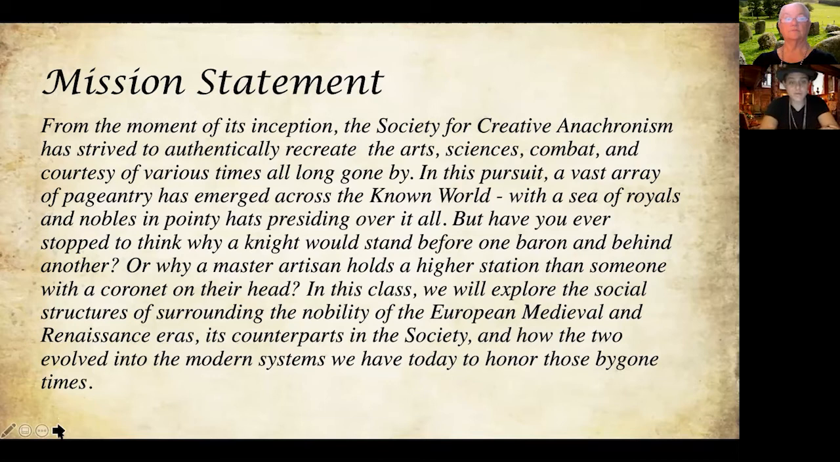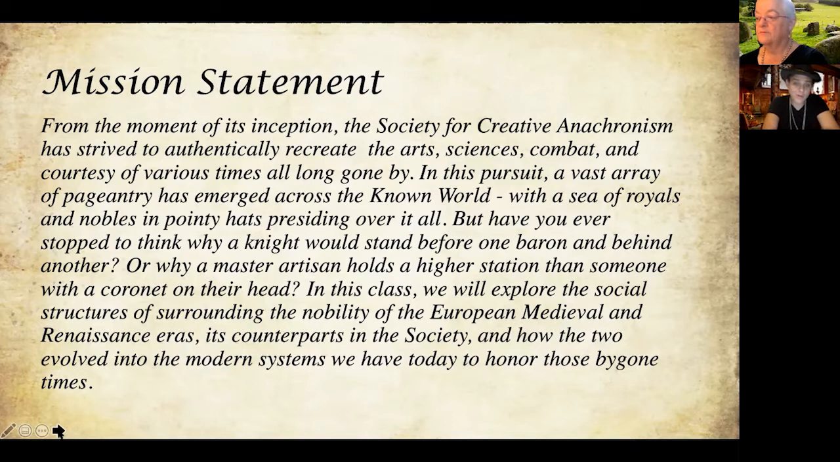First off, we're going to do this mission statement, which from the moment of its inception, the SCA has strived to authentically recreate the arts, the sciences, the combat, and the courtesy of the various times all long gone by. In this pursuit, a vast array of pageantry has emerged across the known world, with a sea of royals and nobles and pointy hats presiding over it all. But have you ever stopped to think why a knight would stand before one baron and behind another in the order of the march? Or why somebody who is a master artisan holds a higher station in the society than somebody with one of those crowns or coronets on their head?